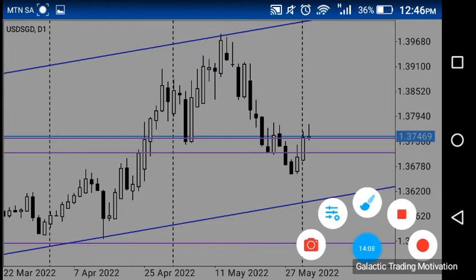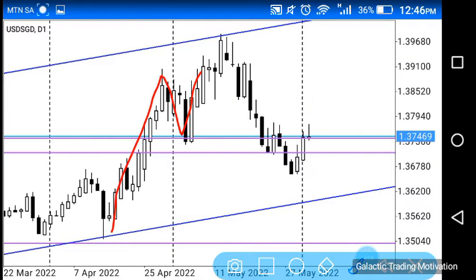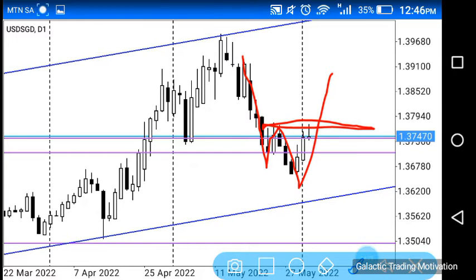Another thing that's interesting is that over and above this head and shoulders pattern, or what seems to be a head and shoulders pattern, we also have another pattern over here, which is an overextended W formation forming. However, this W formation is yet to break its neckline, right? It's yet to break its neckline.